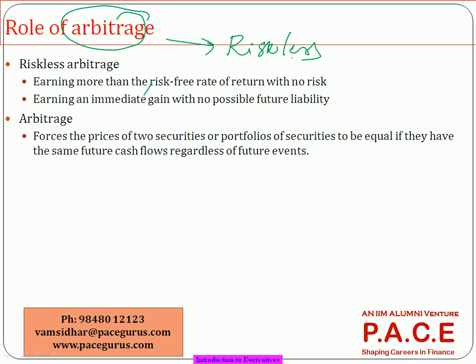So because of this reason, arbitrage plays a very crucial role when it comes to the derivatives market, because it's more of identifying the mispricing among the securities, among the various types of securities, and planning the transactions accordingly. All right.